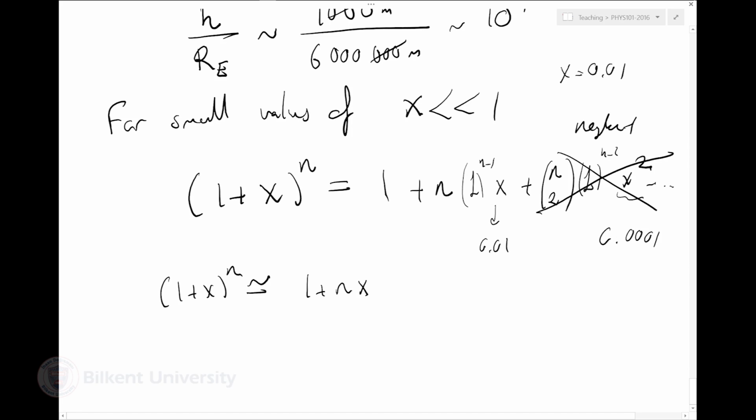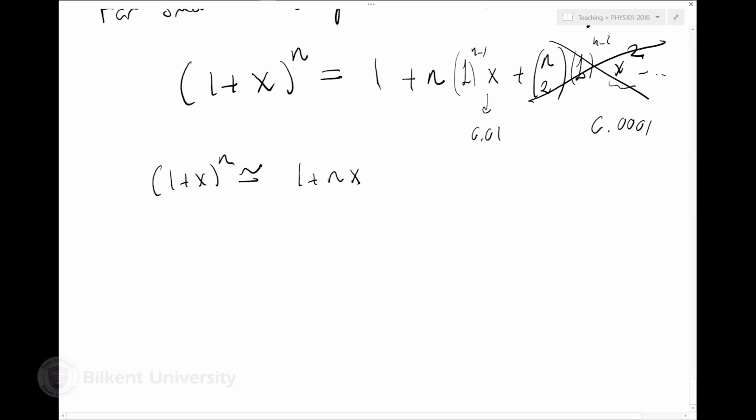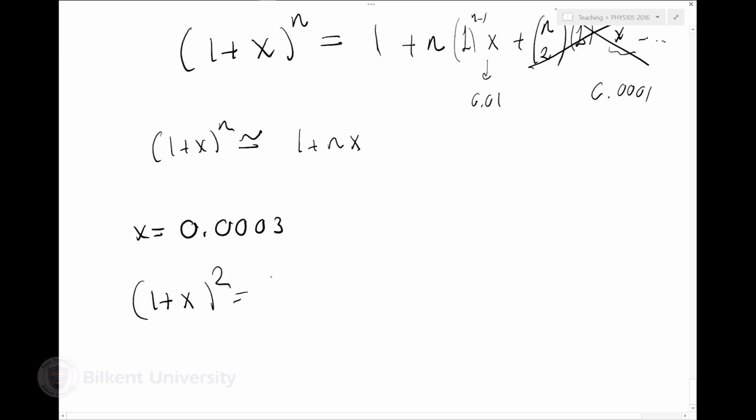You don't believe me, but you'll believe my computer. So here's what I'll do. I'll take x to be 0.00003. Okay. And I'd like to calculate (1 plus x) squared. So 1.00003 squared. Did I have the correct number of zeros? No. And I'm saying that this should be really 1 plus 2x. This should be 1 plus 0.006.